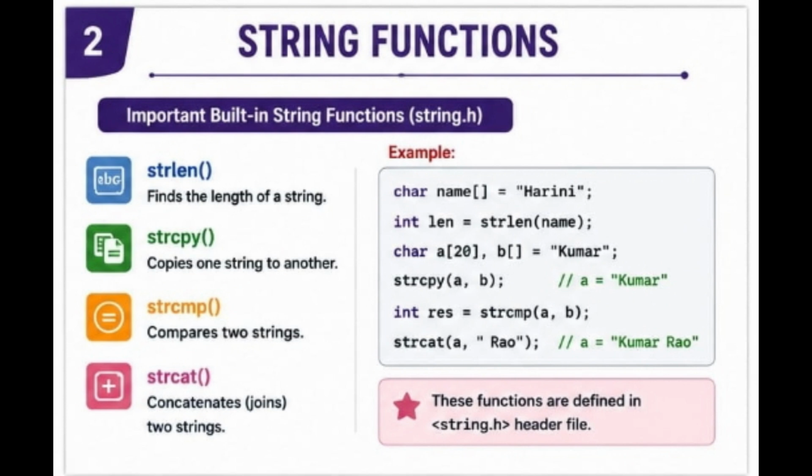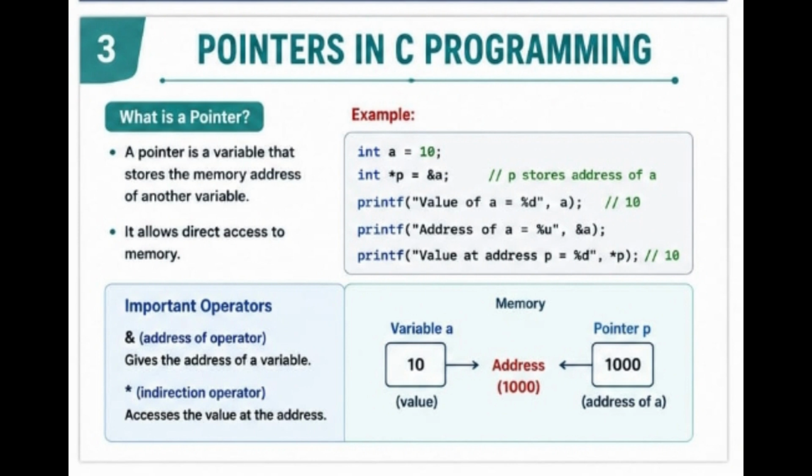And finally, strcmp is your scale. It compares two strings to see if they're identical. These tools make handling text so much faster than doing it by hand. Slide 3. Pointers in C.